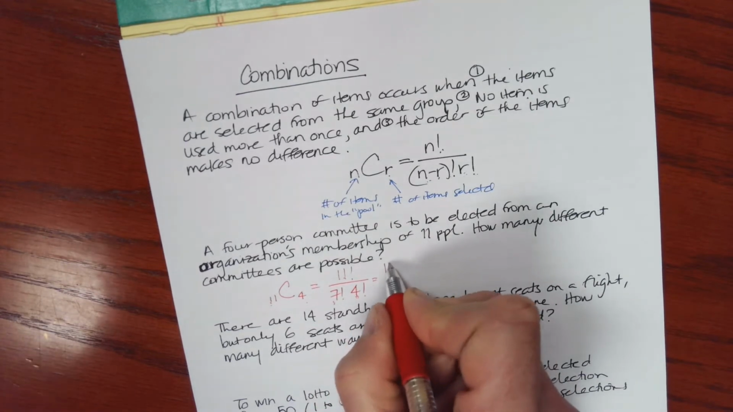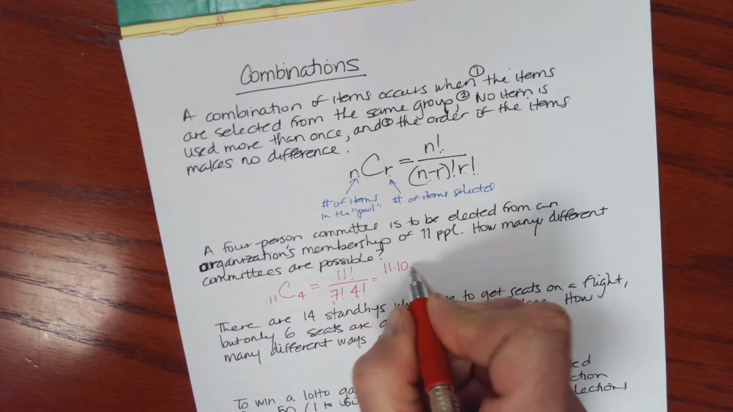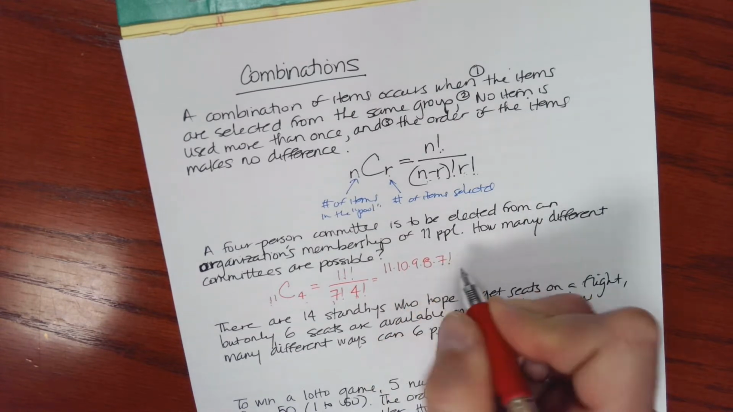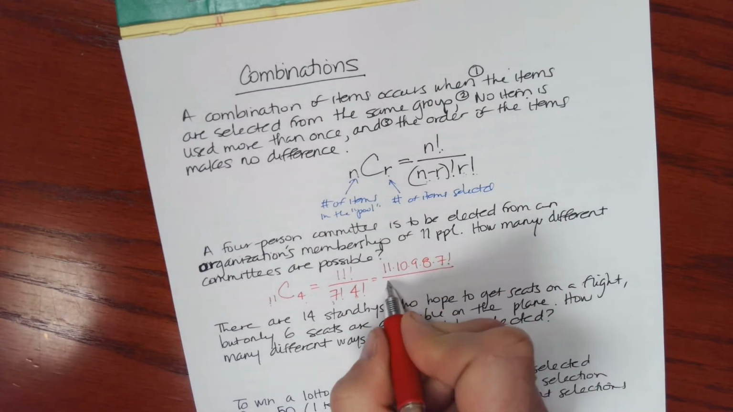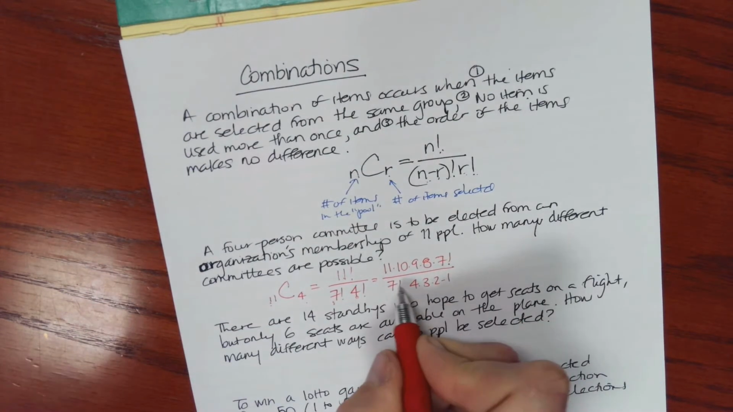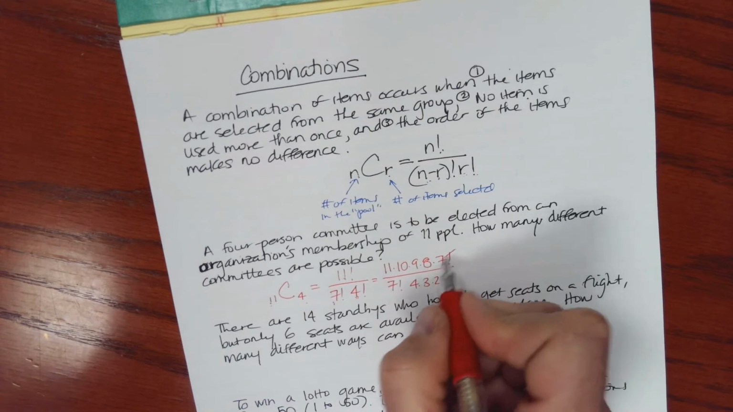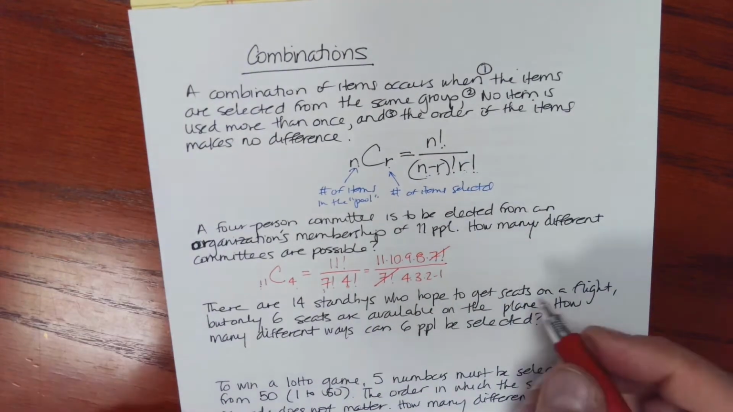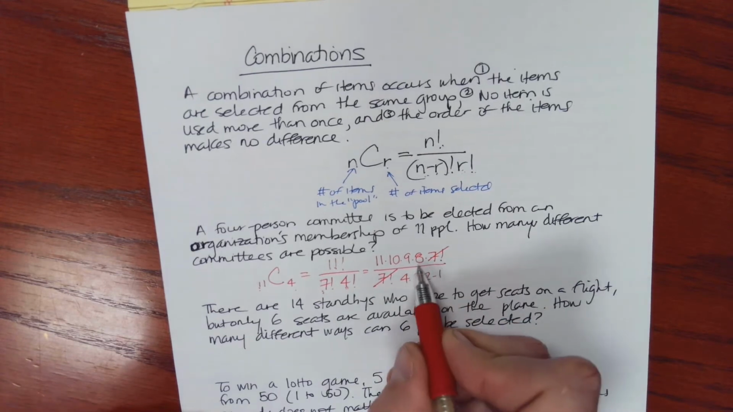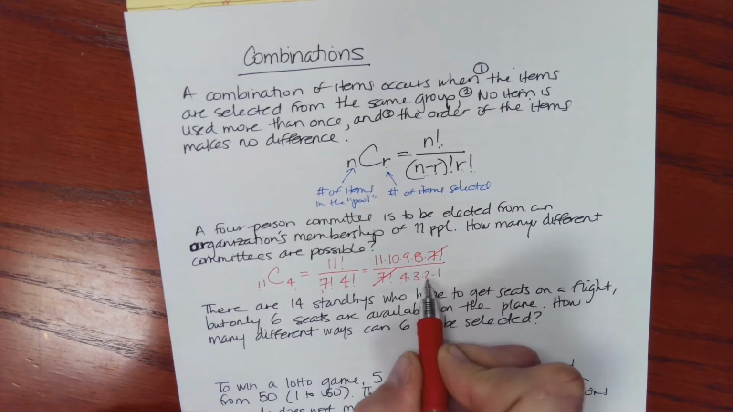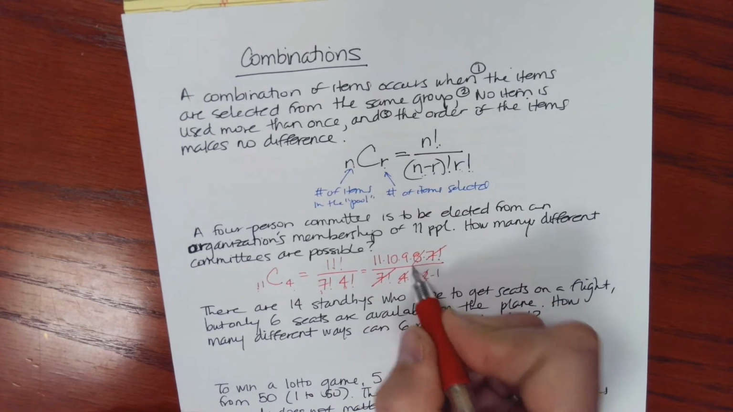And now I can simplify this. 11 times 10 times 9 times 8 times, and I'm just going to write 7 factorial, because all the factors of 7 factorial are going to cancel with the 7 factorial in the denominator. So I'm going to just be able to mark those out. And if I'm doing this by hand, I might be able to do some other simplification. For instance, I notice there's an 8 in the numerator and a 4 times 2 in the denominator, which is 8. So all that's going to cancel.